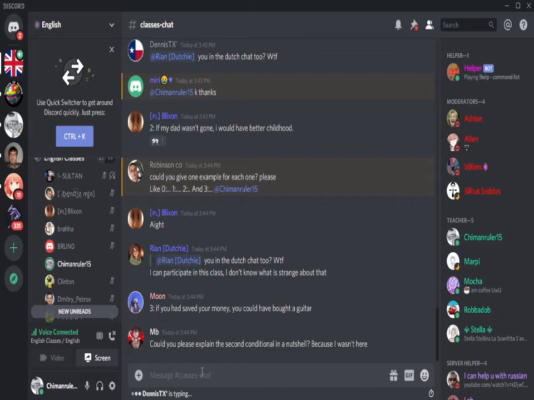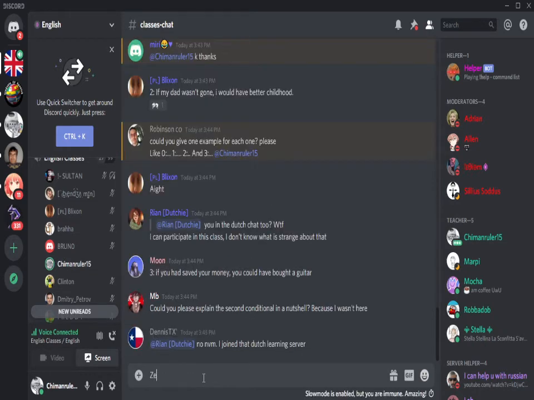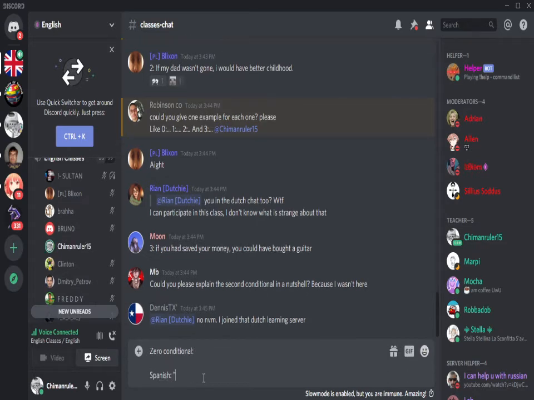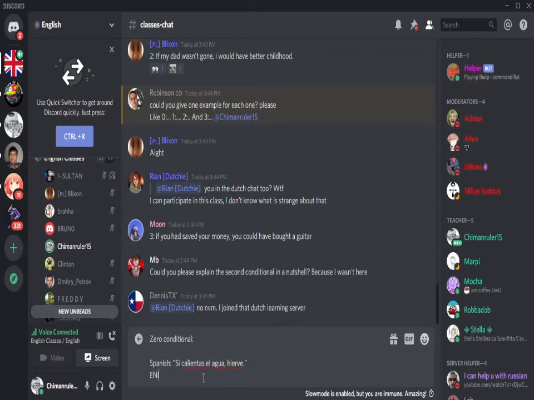In Spanish, you actually have a very similar set of conditionals with regard to English. So let me post the example I have for the zero conditional in Spanish, and then an English translation. Regarding the zero conditional, in Spanish, here's this sentence. In English, here's this sentence. If you heat water, it boils.